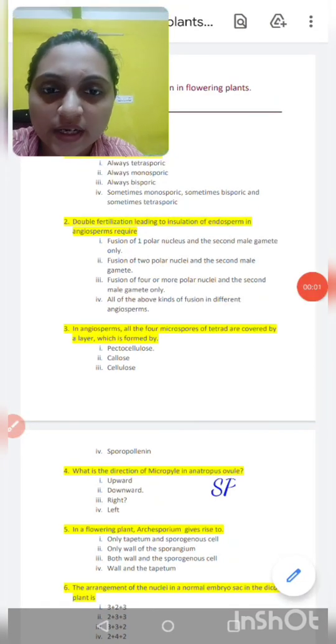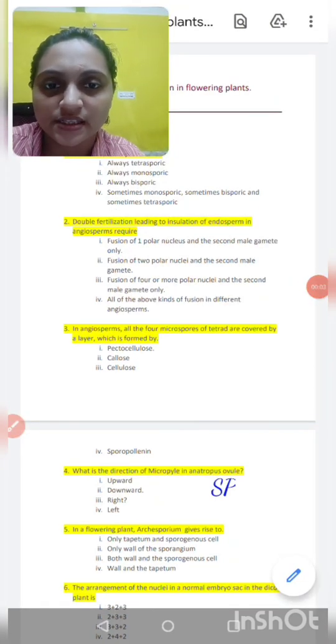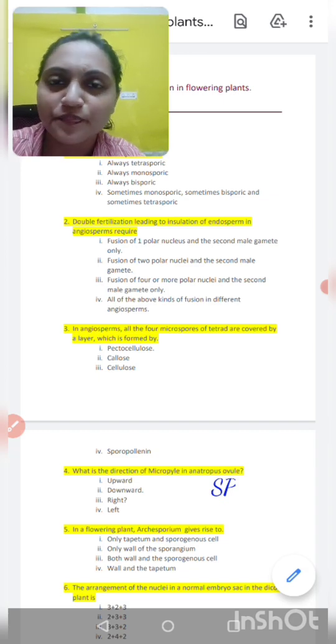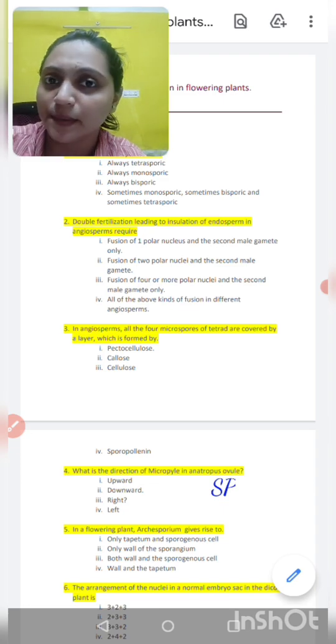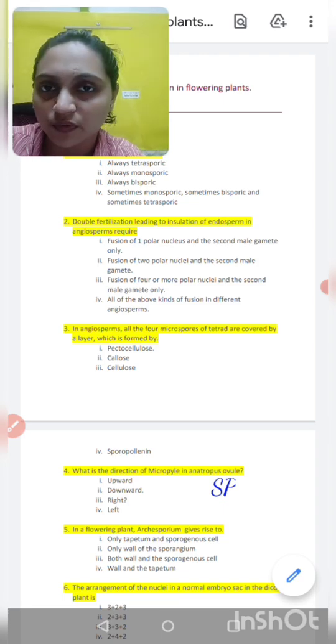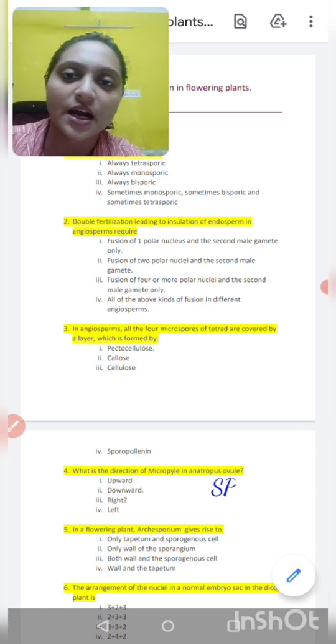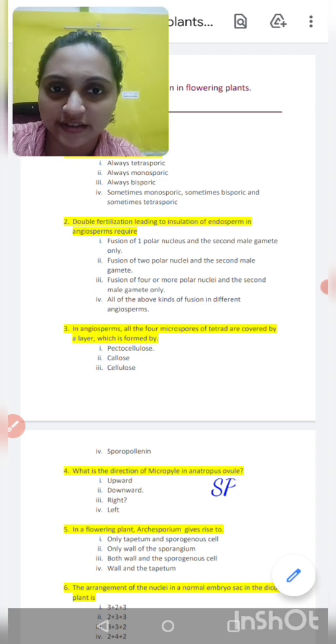So student, this pectocellulose is a type of fiber which is present in the cell wall of some Gramineae family plants. For example, the monocots, wheat, barley, bajra, and rice also, student. So this type of cell wall composition can be found in these monocot plants.